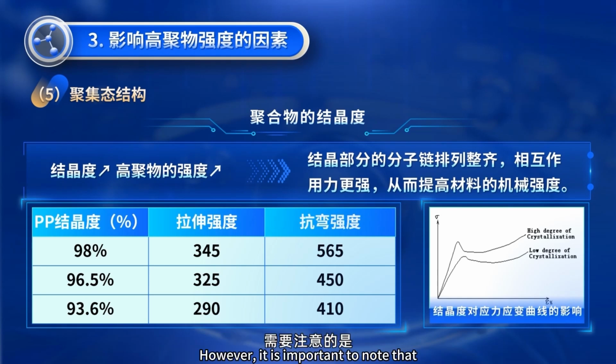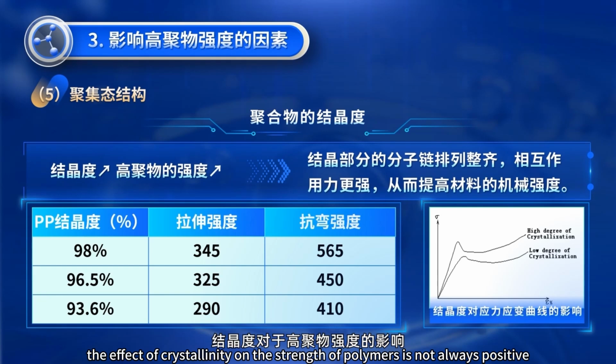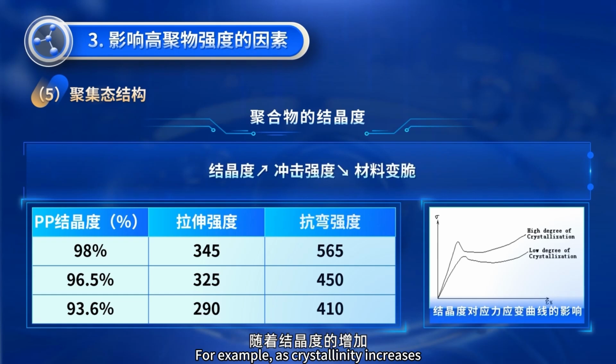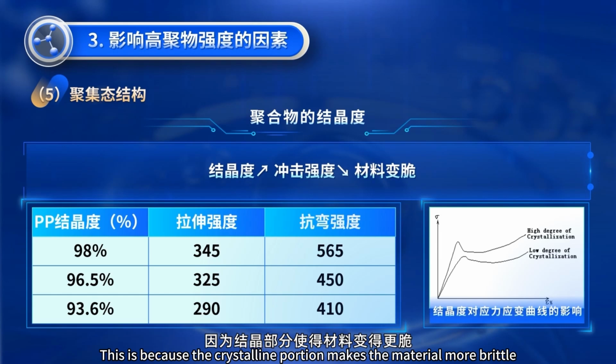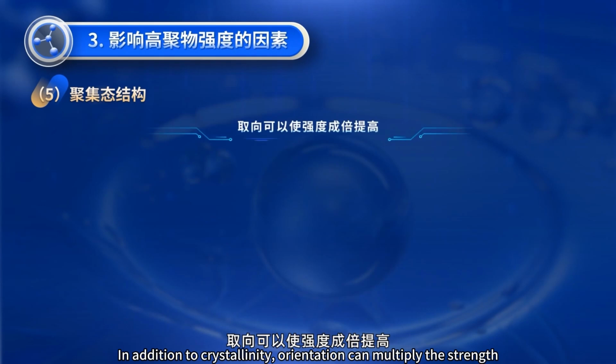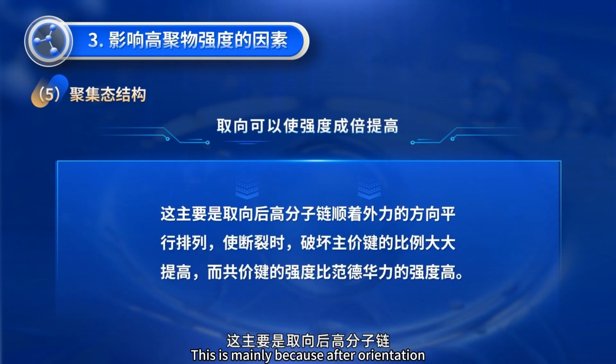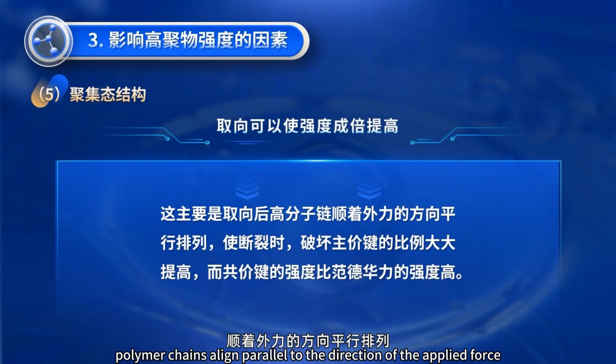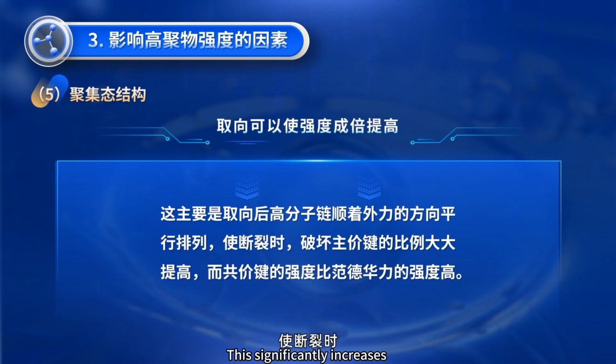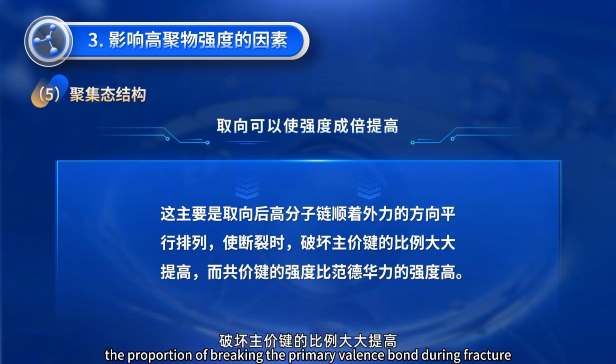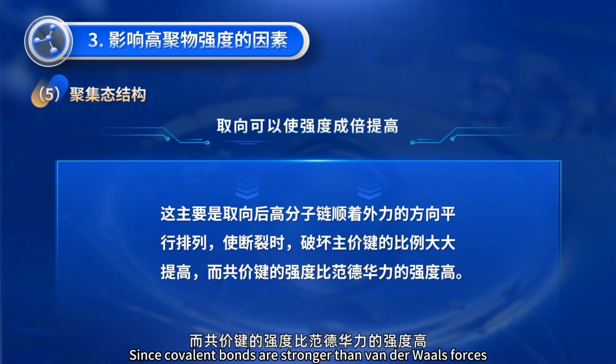However, it is important to note that the effect of crystallinity on the strength of polymers is not always positive. For example, as crystallinity increases, the material's impact strength may decrease. This is because the crystalline portion makes the material more brittle. In addition to crystallinity, orientation can multiply the strength. This is mainly because, after orientation, polymer chains align parallel to the direction of the applied force. This significantly increases the proportion of breaking the primary valence bond during fracture, since covalent bonds are stronger than van der Waals forces.